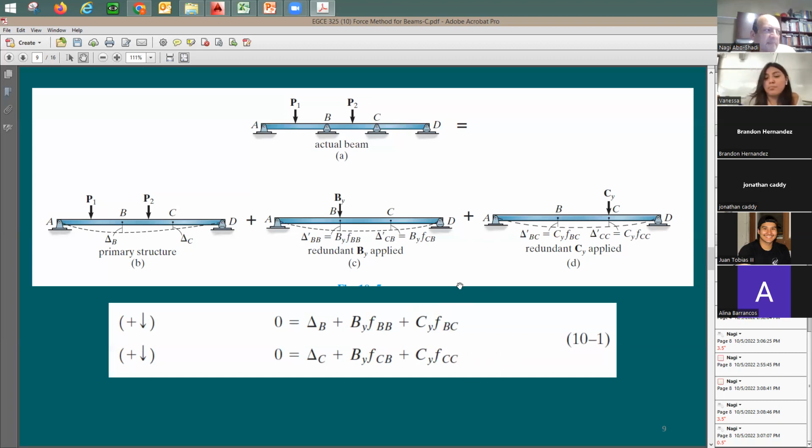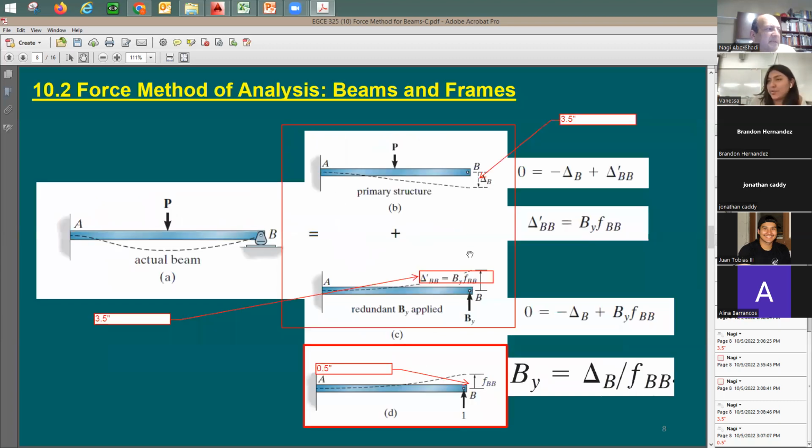So it seems here I'm going to have more work to do because it's going to be indeterminate to the second degree. And it seems here that that was very simple, that I just took 1 support out and then put some force here, the 1 kip, to find out f_BB, which means deflection due to only 1 kip. And with that, the reaction is going to be equal to the total deflection at this point divided by the deflection caused by 1 kip.